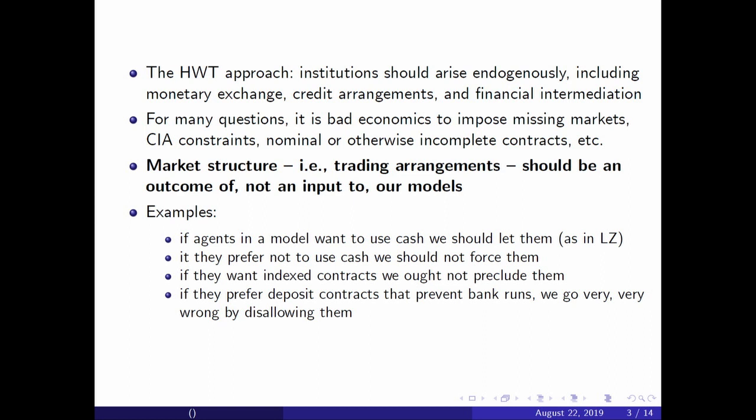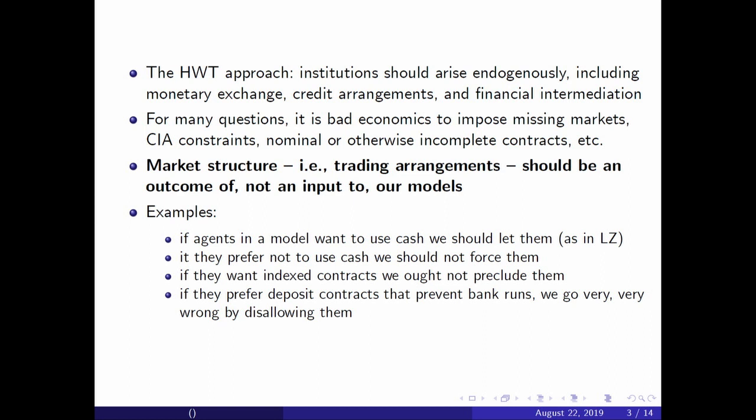I'll give some examples. I don't know if these are that interesting, but if agents in a model want to use cash, we should let them. This is very similar to the Lagos-Zhang idea. And of course, the flip side is if they prefer not to use cash, it seems ridiculous to force them. It should be their choice. If they want index contracts, we can't preclude those contracts. The agents in the model, it's up to them what arrangements they enter into.